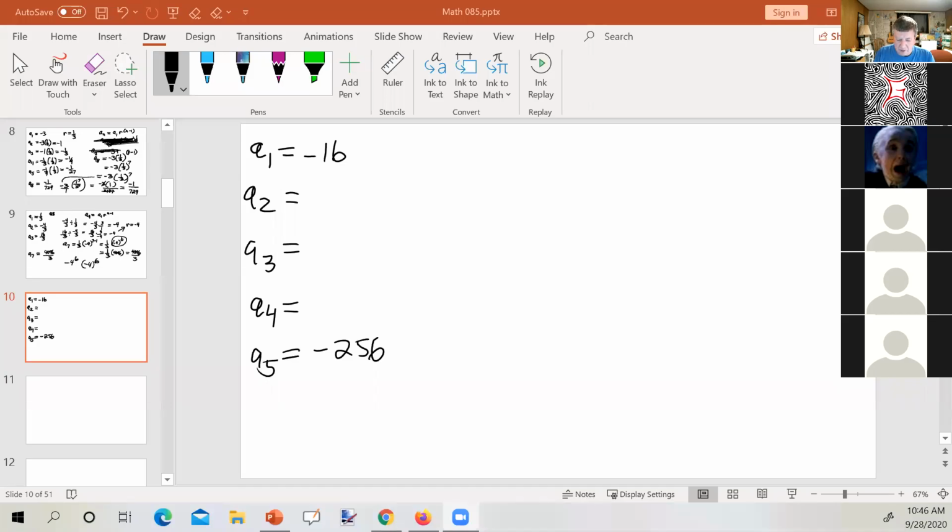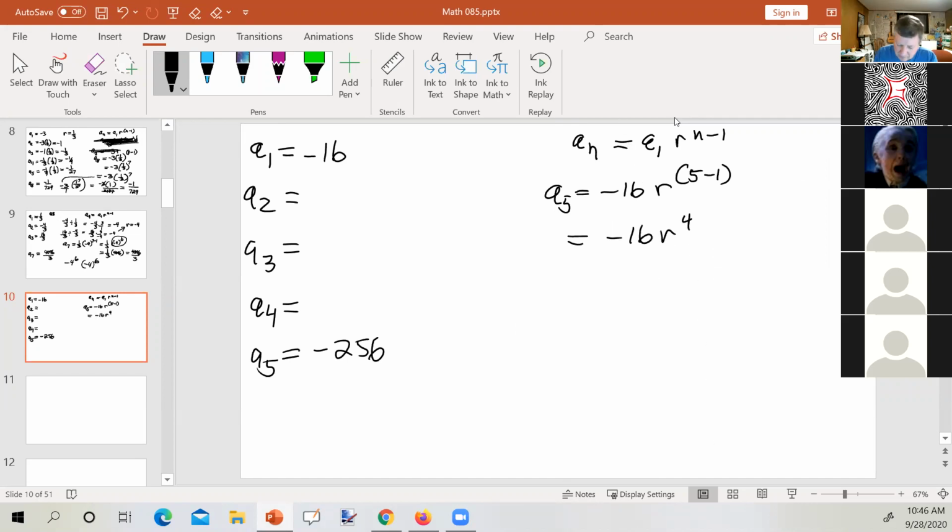I need to figure out what the common ratio is. Well, again, using the formula for the geometric sequence, a sub n equals a sub 1 r to the n minus 1 power. I know that a sub 5 is a sub 1, which is negative 16, times r to the 5 minus 1 power, which is negative 16 times r to the 4th power. So a sub 5 equals negative 16 r to the 4th power. But I also know that a sub 5 equals negative 256. Therefore, negative 16 r to the 4th equals negative 256. So far, so good?